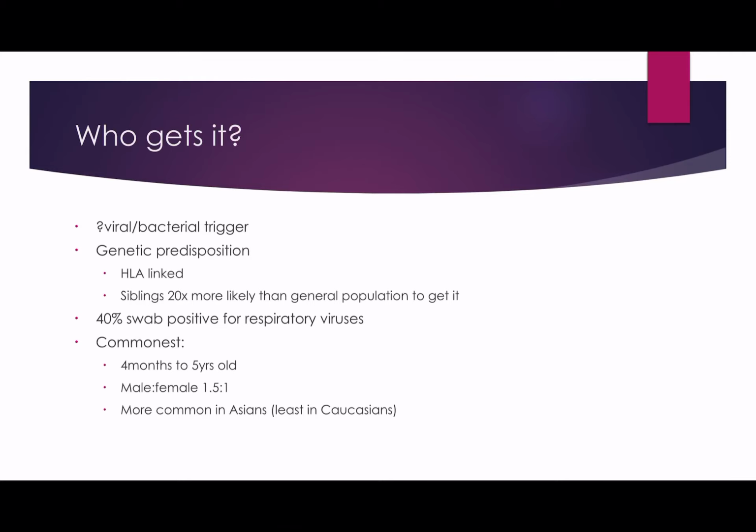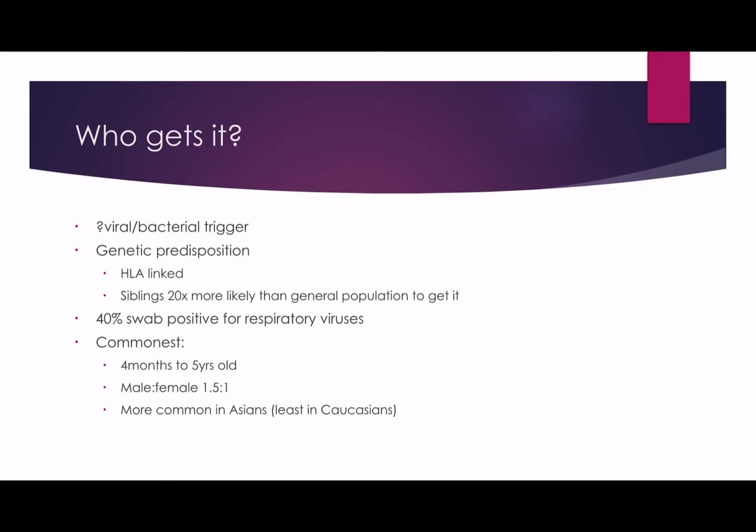So who gets it? Well, we really don't know very much about why certain patients get it and certain people don't. There's theories as to whether there's a viral or bacterial trigger, and some patients have a viral prodrome to developing the actual disease itself, but no causative agents have yet been found. There certainly is a genetic predisposition, and there's a couple of HLA subtypes that seem to be more prone to developing Kawasaki disease, but certainly no specific link has been found.